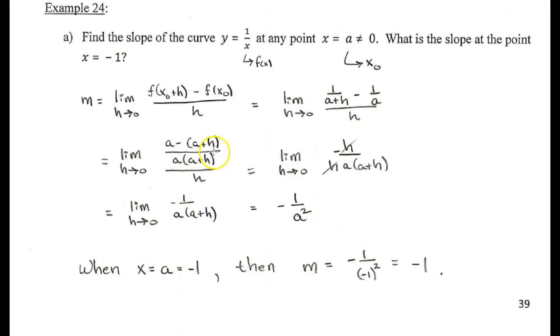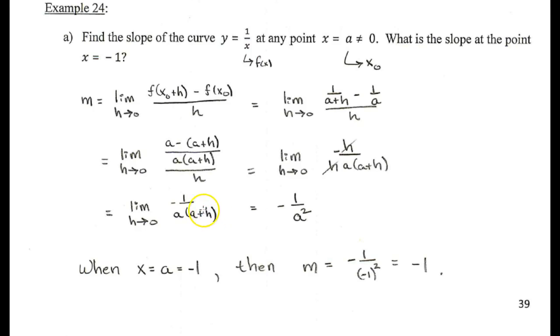So note, when you're taking a fraction and you're dividing by a number, that's the same thing as taking that fraction and multiplying by 1 over h. So thus you can write this as 1 over h times that fraction. Notice I've already canceled out these two a's. a minus a is 0. You're left with minus h in the numerator. So minus h over h times a times the quantity a plus h. These h's cancel. You're left with minus 1 over a times the quantity a plus h.